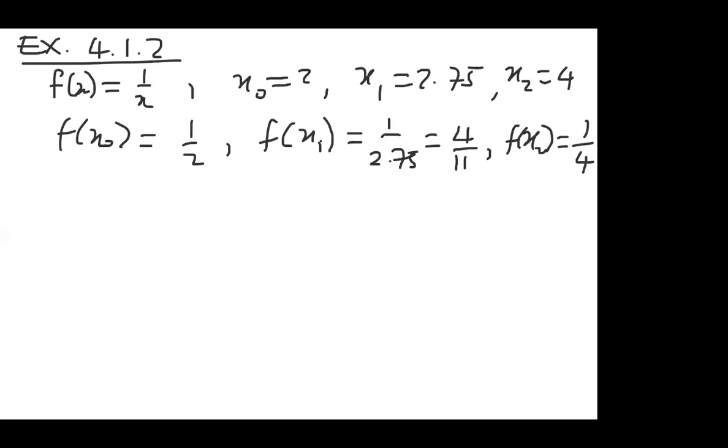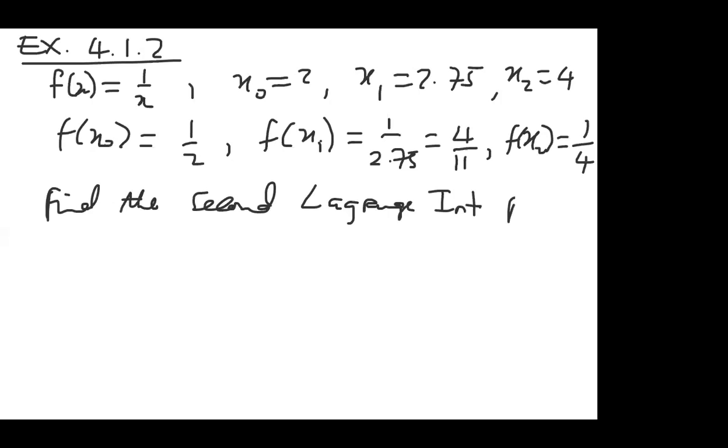So the question here says find the second Lagrange interpolating polynomial. Okay, so that's what we want to look at. So all I need to do is to find expressions for L2k of x, right? So I'll start with L20, right? So the 2 there again is just representing the degree of this polynomial.